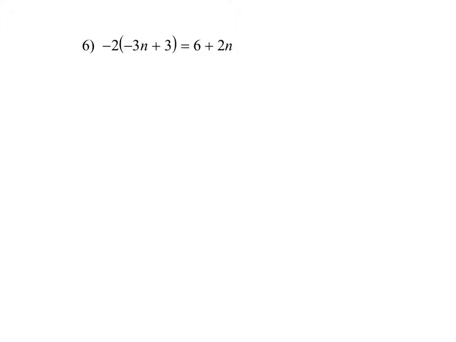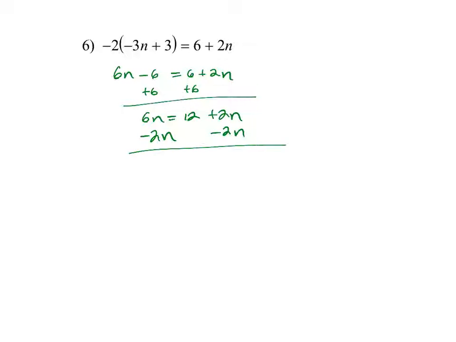Again, I'm going to start by distributing. So negative 2 times negative 3 is 6n minus 6 equals 6 plus 2n. So add 6 on both sides. 6n equals 12 plus 2n. Minus 2n on both sides, 4n equals 12. Divided by 4, n equals 3.